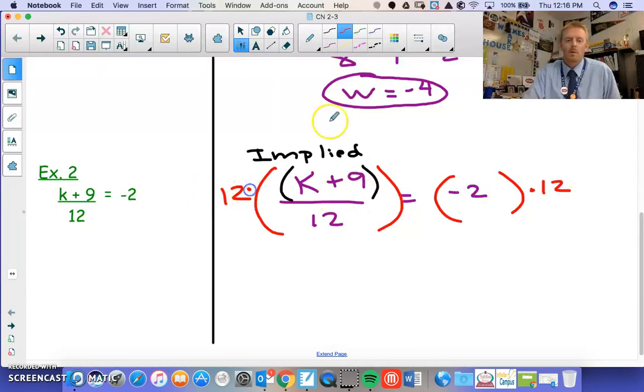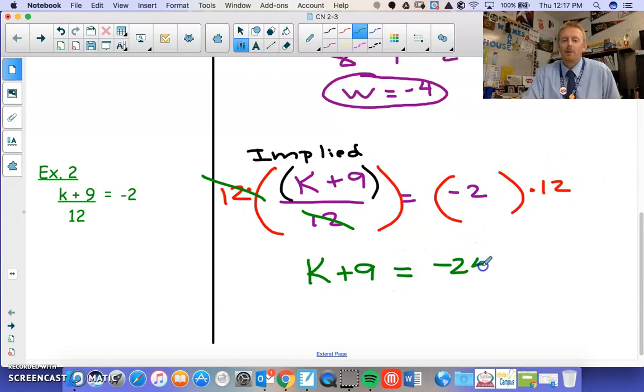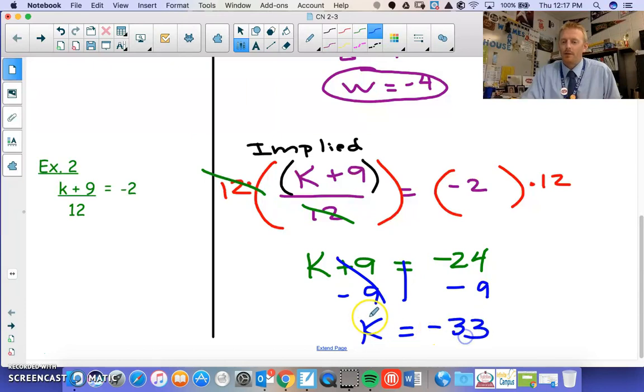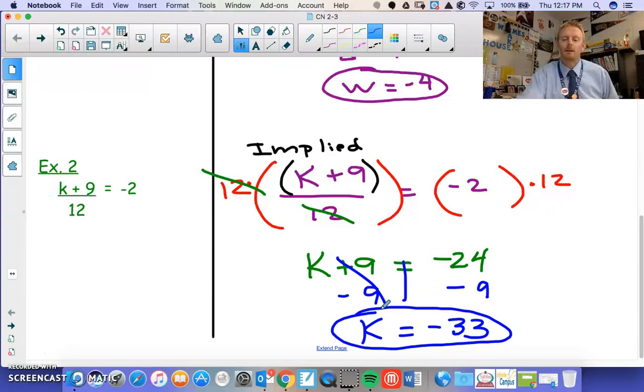When we multiply by 12 and divide by 12, it gets us to remove the 12s. So we're left with just a k plus 9 on the left side, and then we have this negative 24 on the right side. So our last step would be probably the easiest one, minus 9. We find out that k is equal to a negative 33. And again, you'd want to double check to make sure that you're doing things correctly.